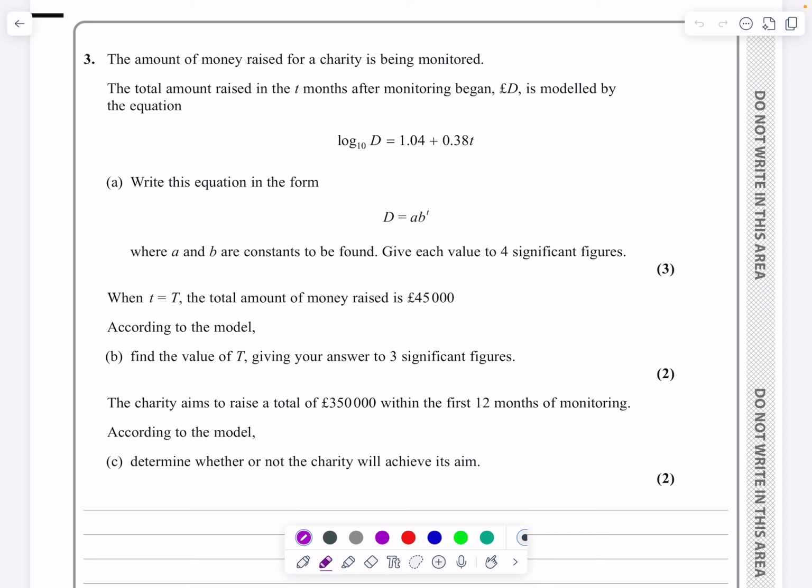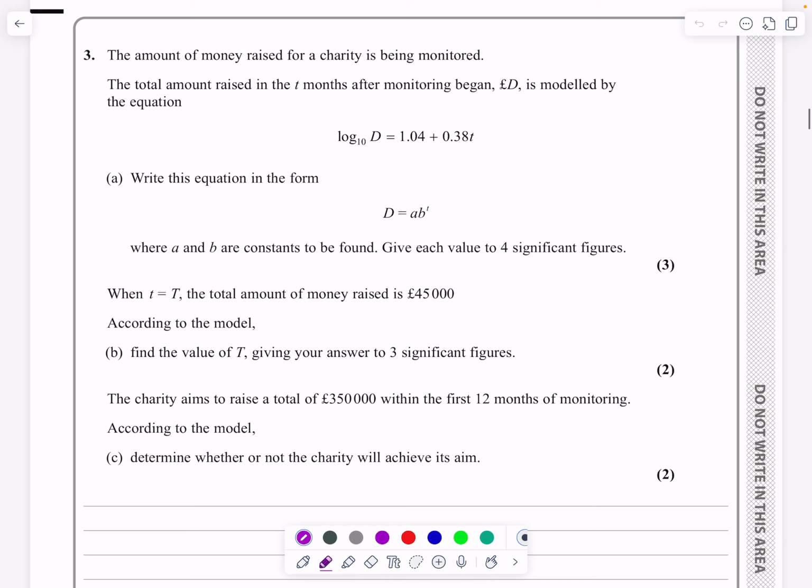Okay, this is the P2 paper from January 2024. It's question number 3, and this is an exponentials and logs question, in particular logs and the non-linear data stuff and a little bit of modelling going on. Let's read the question and see what we've got.